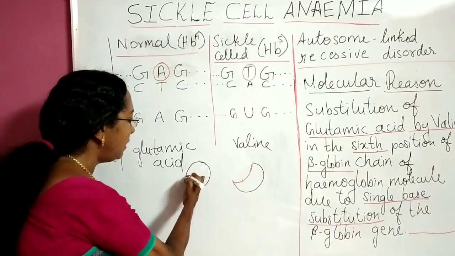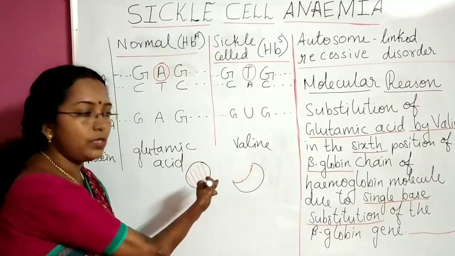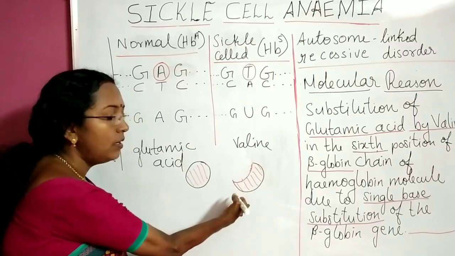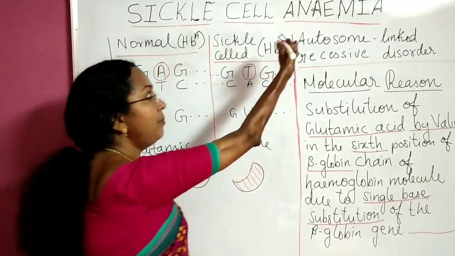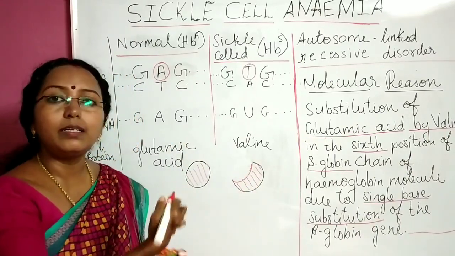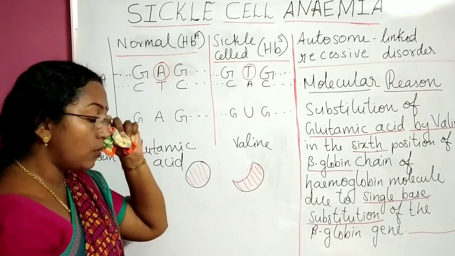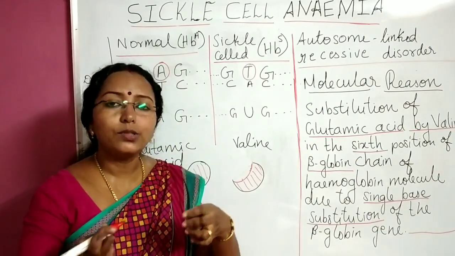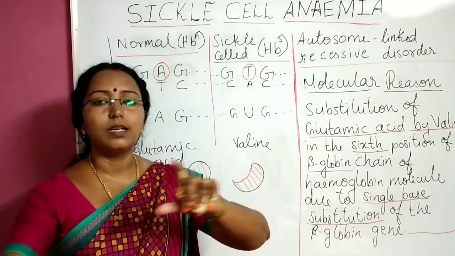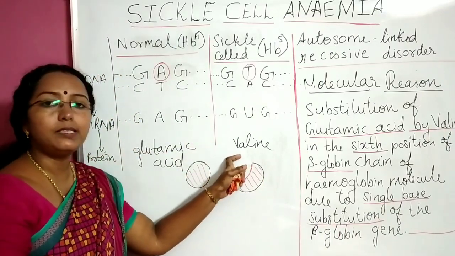So what happened? This much amount is destined to carry oxygen, but the area to carry oxygen got reduced. So the person became anemic. Why? Biconcave shape became sickle shaped. That is why sickle cell anemia. Anemia means there is oxygen deficiency in the body. Why oxygen deficiency? Because the shape changed from biconcave to sickle. Why did the shape change? Because glutamic acid is replaced by valine.